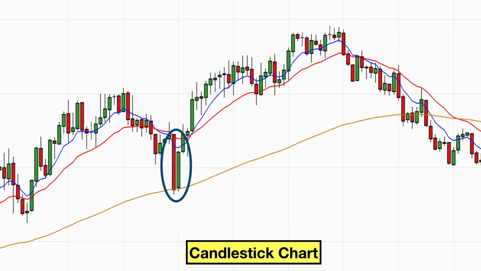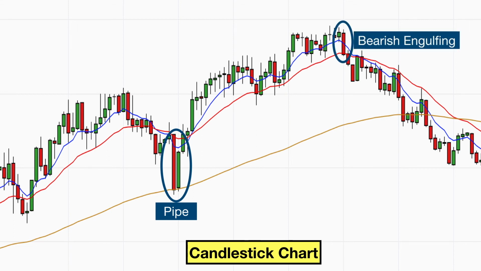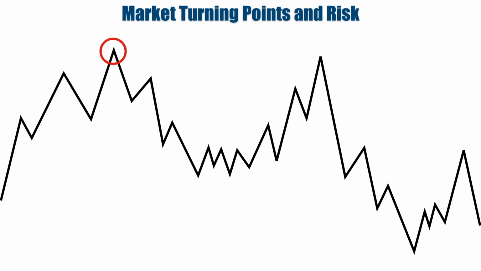Sometimes a single price period represented by a candlestick provides sufficient information for a trader to make a judgment. Certain candlestick formations are statistically more likely to result in some form of reversal. Identifying market turning points as close as possible to the apex of the turn is a core skill for traders. It allows them to manage their risk and maximise their profits.